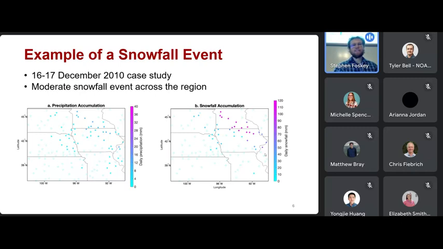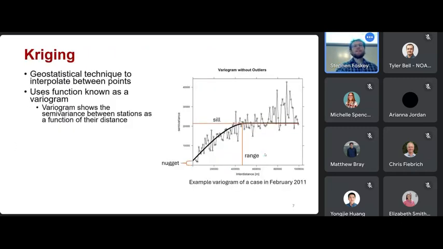And if we want to figure out what's going on in between these points, from this slide, we can use a technique known as kriging, which is just a good geostatistical interpolation technique. It uses a function known as a variogram, which is shown on the right. This shows the semi-variance, or half the variance between stations, as a function of their distance. Generally, stations that are close together will have less variance because they'll be more affected by the same physical phenomena that are producing the precipitation.